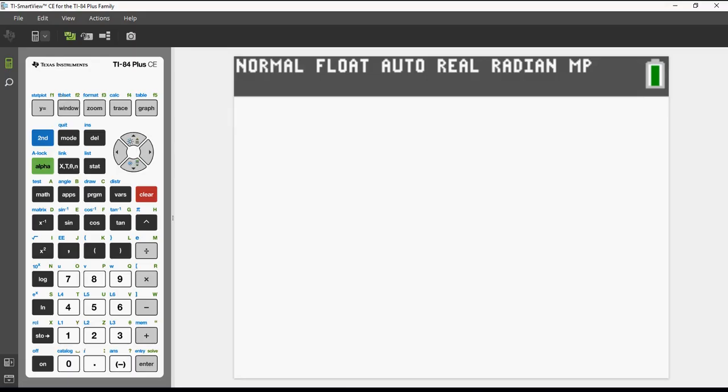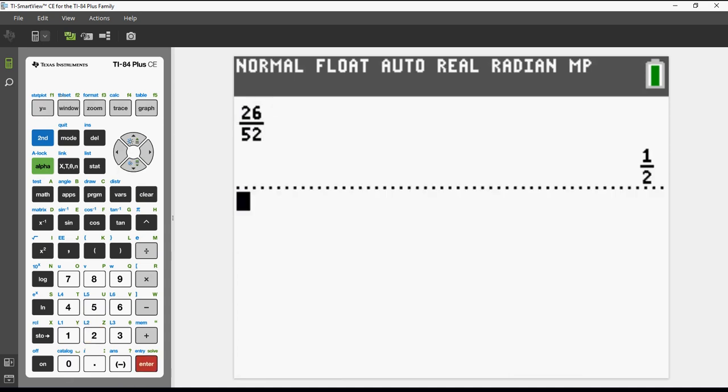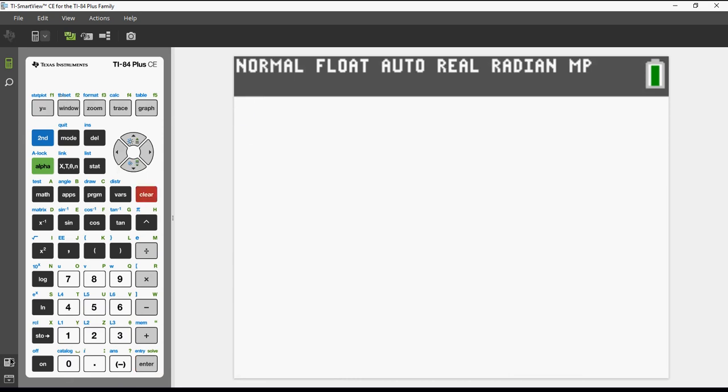Yeah. So to reduce your fraction, if you want it to look like the fraction, you hit alpha y equals, and then you put in your 26 over 52, and then you just hit enter. And there it goes. All right.